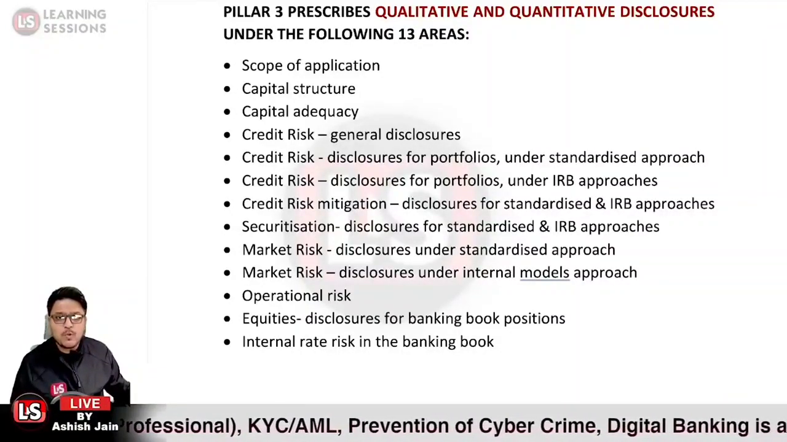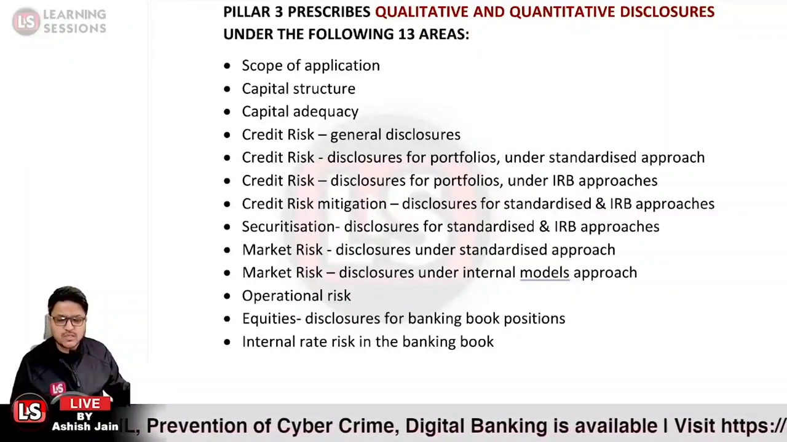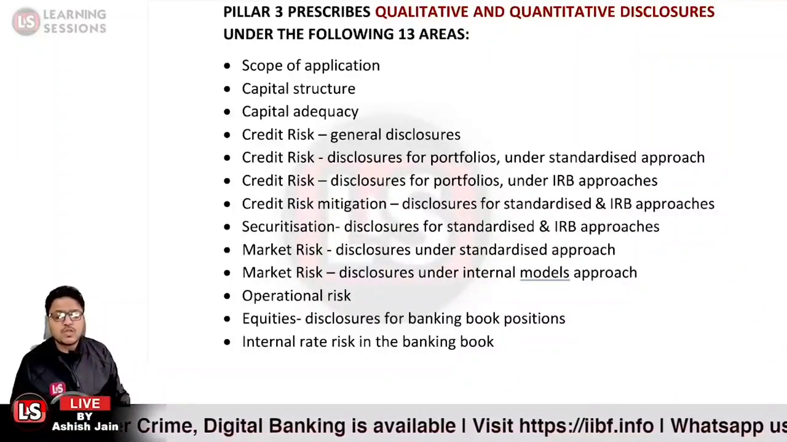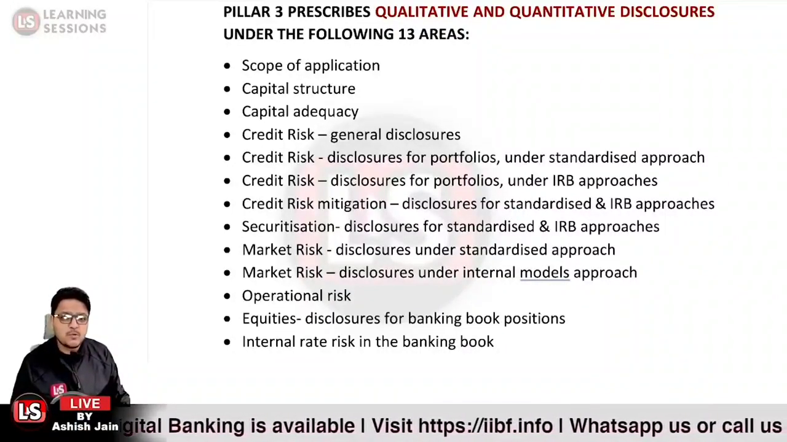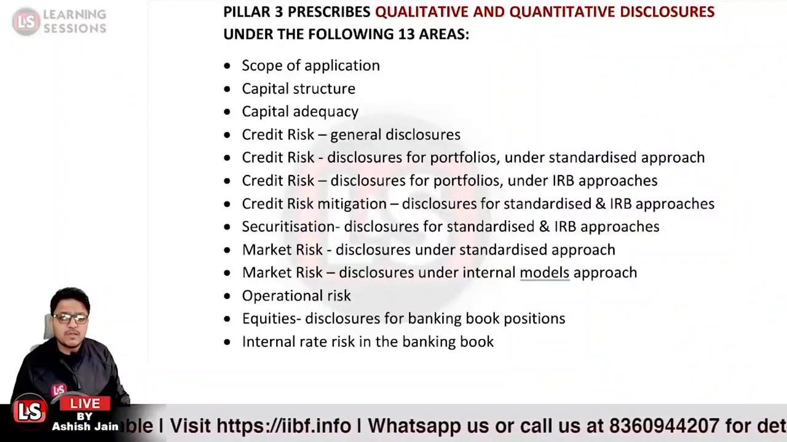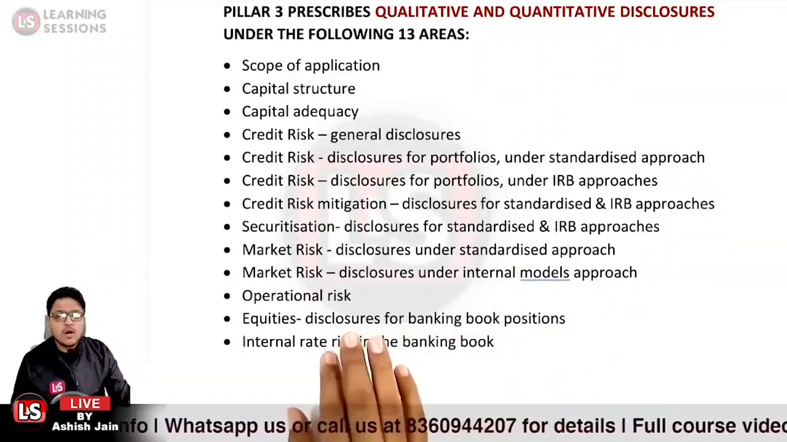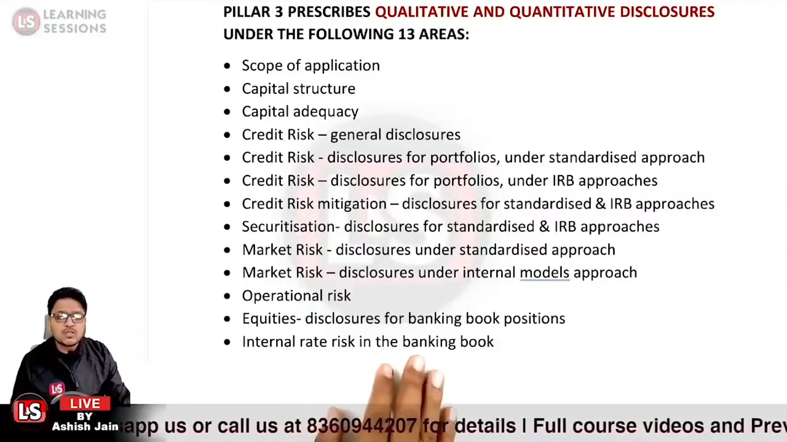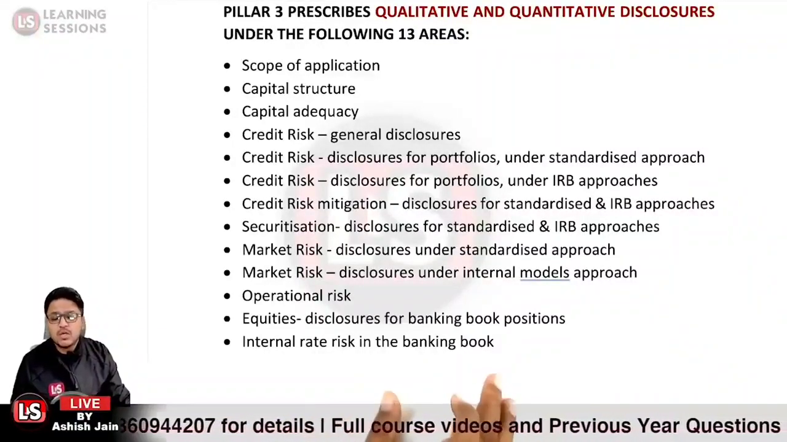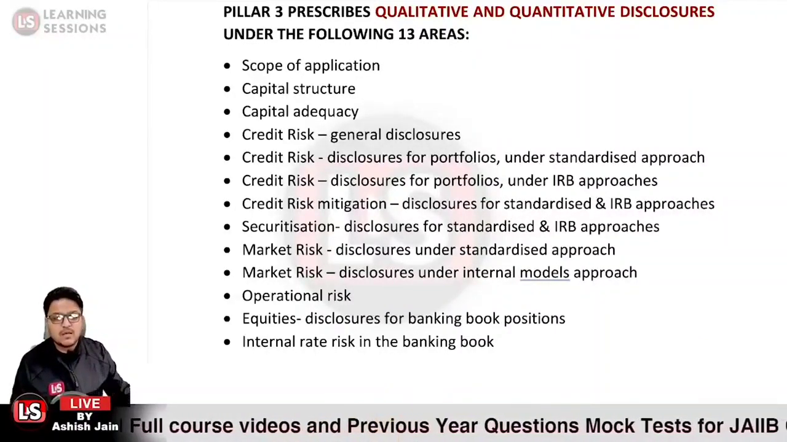So it is related to scope of application, capital structure, capital adequacy, credit risk general disclosures, credit risk disclosures for portfolios under the standardized approach, disclosures for portfolios under the internal ratings based approach, credit risk mitigants if there are any used, securitization, and further market risk disclosures related to the standardized approach and the internal model approach, operational risk, equities disclosures for banking book positions, and interest rate risk in the banking book. So these are the disclosures which are prescribed by Pillar 3.